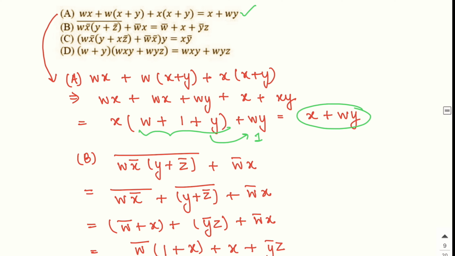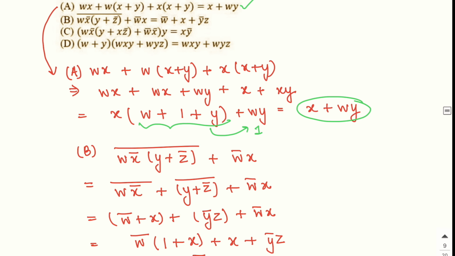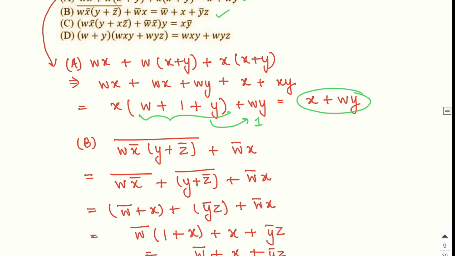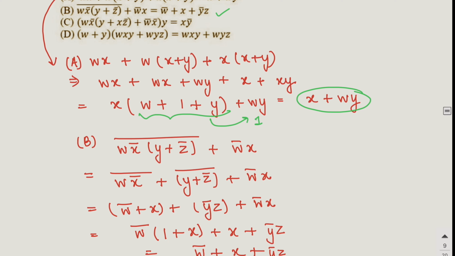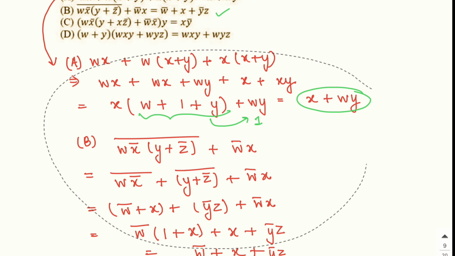So let's see what is the right side. It is w bar plus x plus y bar z. So even the second equation is not incorrect. Let's move to the third option now. So we'll see the third option.